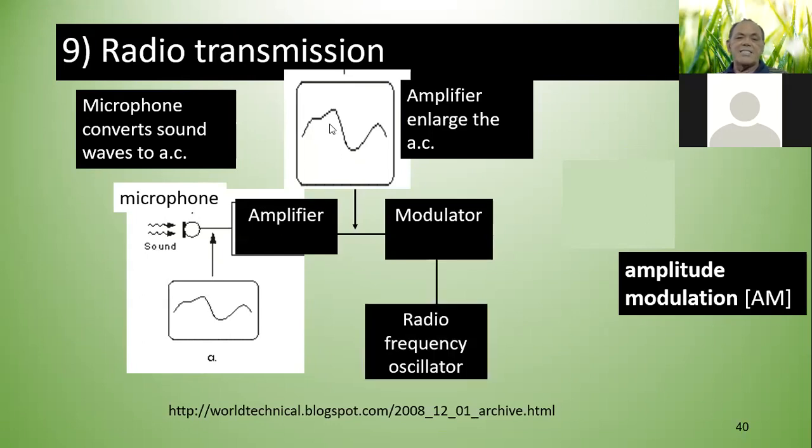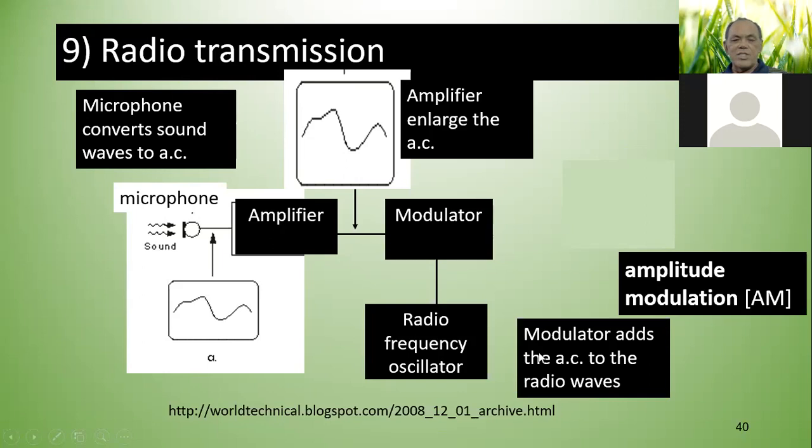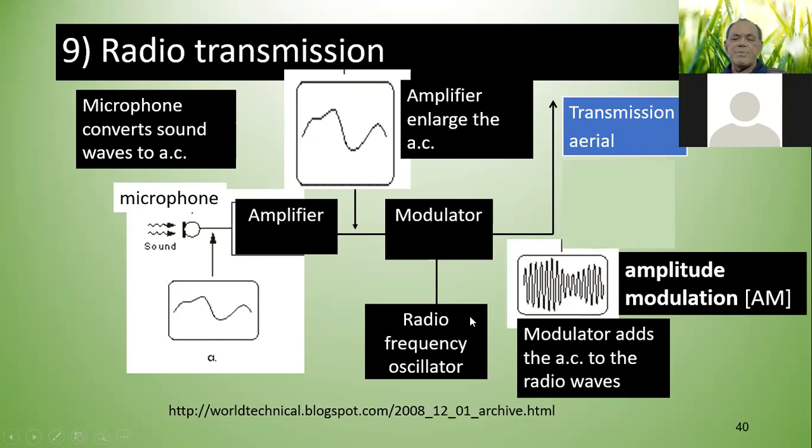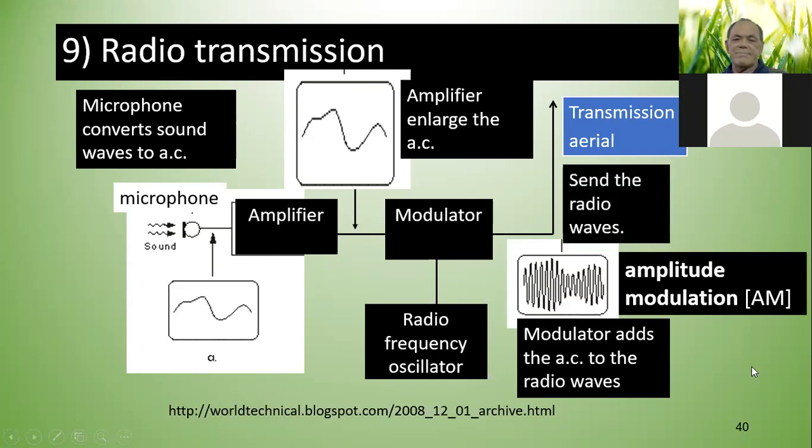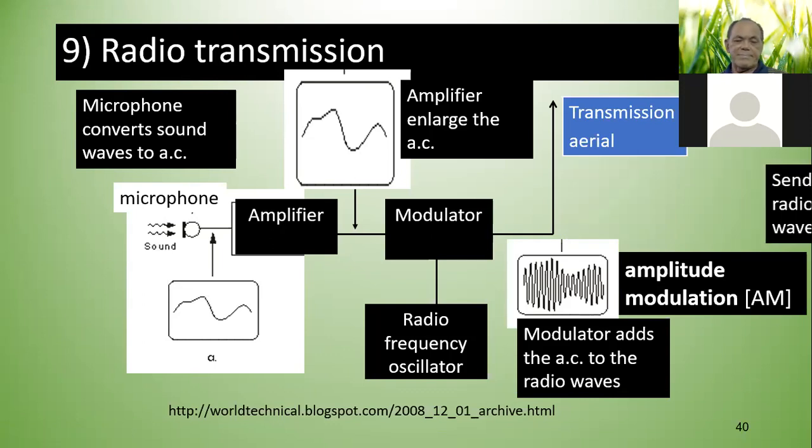If we send the sound wave directly using an aerial, we are using very low frequency, and then we need a large aerial. So in order to use a smaller aerial, we use a radio wave as our carrier. This is our carrier, and that is our information. We use a modulator to combine the two together. So the modulator adds the alternating current of the sound to the radio wave, and that's why we get amplitude modulation. And we send it to the aerial for transmission as radio waves. So that's a brief summary of what we do for radio transmission.